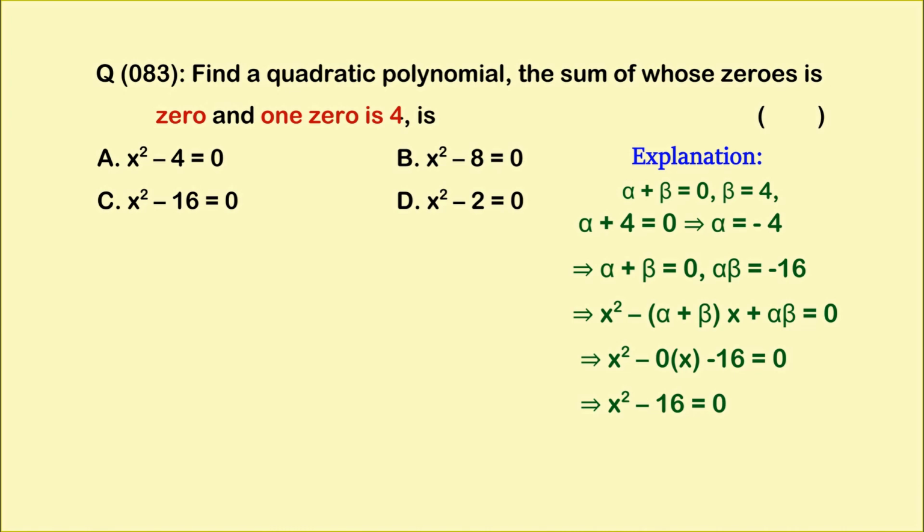If you take the sum, alpha plus beta is equal to 0, and alpha into beta is 4 into minus 4, which is minus 16. If you substitute the values of alpha plus beta and alpha into beta in the given expression, we will get x square minus of 0x minus of 16 is equal to 0. So 0x is nothing but 0. So x square minus 16 is equal to 0 is the given quadratic polynomial. So the right answer is C.